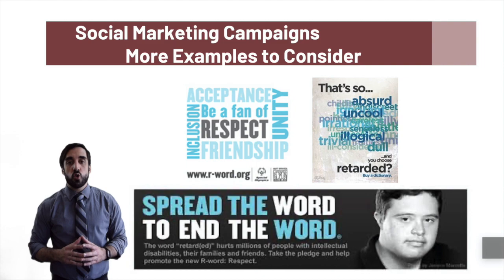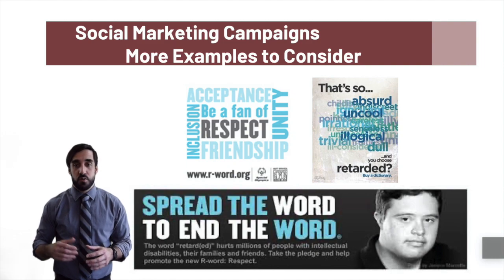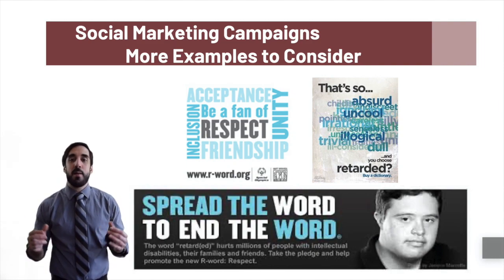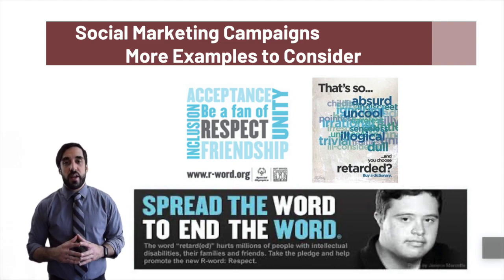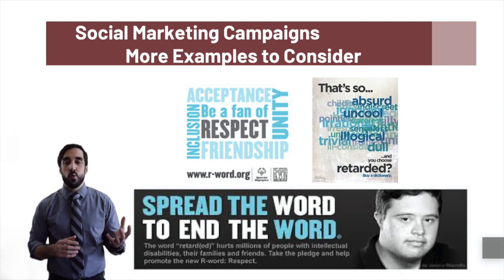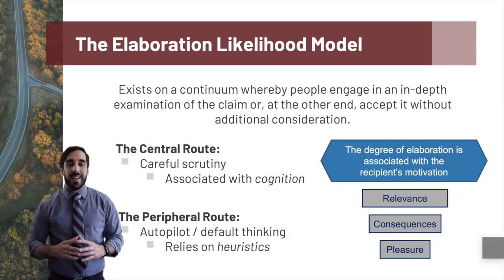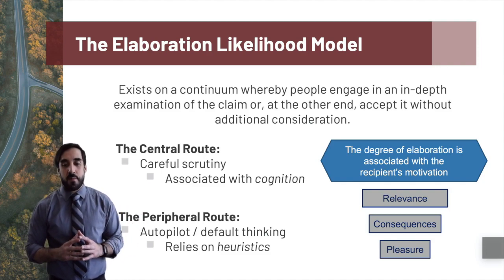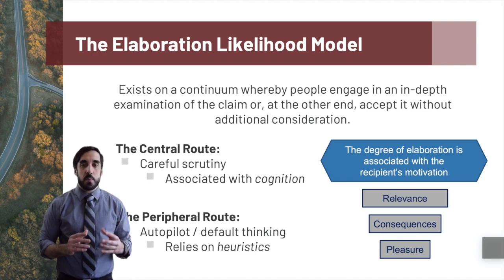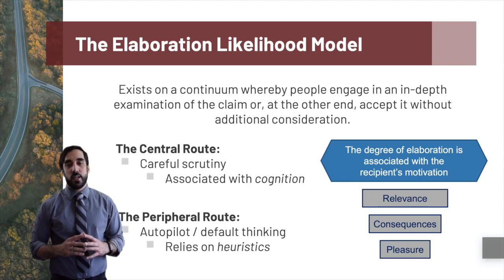So as we can see, social marketing campaigns themselves exist on a continuum from pretty serious and significant issues to a little bit more lighthearted and perhaps even comical social change campaigns. In both instances, advertisers and the creators of those campaigns might think about the way that they could use the Elaboration Likelihood Model to target their messages to particular audiences. Recall the Elaboration Likelihood Model as assuming that all people exist on a continuum where they choose to engage in an in-depth examination of a topic or a claim, or they choose to pass it by and only use their peripheral heuristics, depending on how motivated they are to engage in that particular topic.